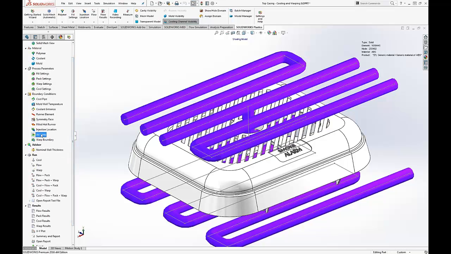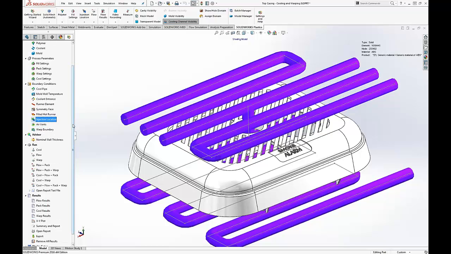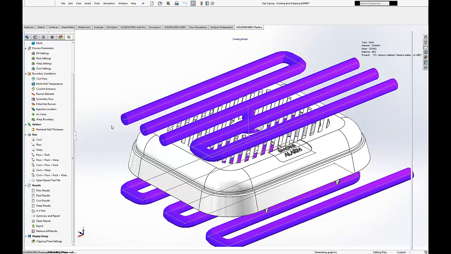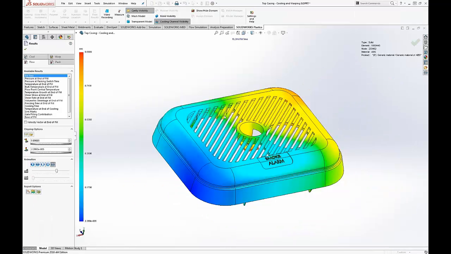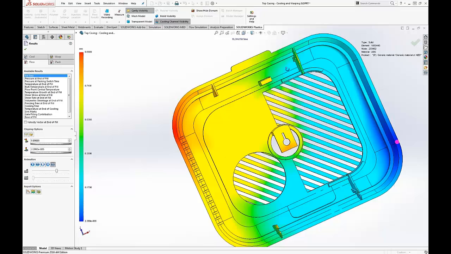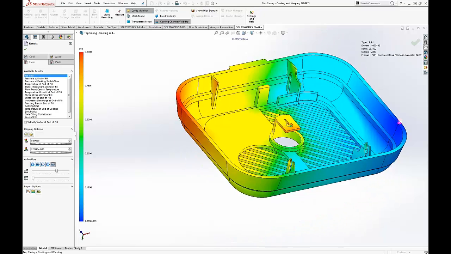You can define also air ventilation, because in the mold there can also be air ventilation, and of course the warp boundary and the injection location. Okay, so let's now switch to the results. Again, I will start from flow results. Here, of course, we can reanalyze the flow, the filling.